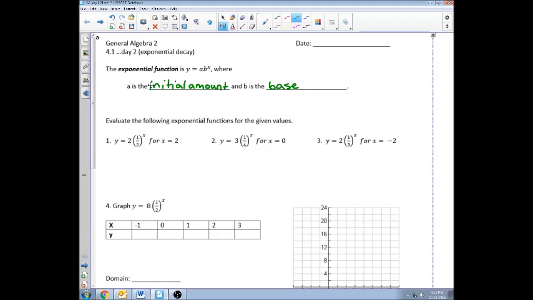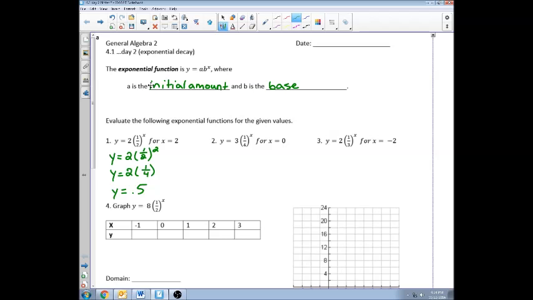All right. So we need to evaluate the following exponential functions for the given values. For problem number 1, my initial amount is 2, my base is going to be 1/2, and I need to evaluate that for x equaling 2. So I'm going to rewrite my problem, but replace x with 2. You can type that straight through in your calculator. If you do, you end up with 0.5, but another way to look at this is if I take 1/2 and raise it to the second power, I will end up with 2 times 1 over 4. 2 times 1 over 4 would equal 0.5. Again, you could have typed that straight in your calculator, but you can also do it by hand as well.